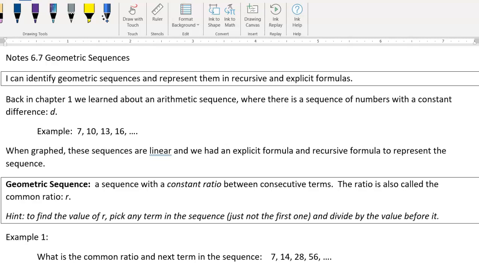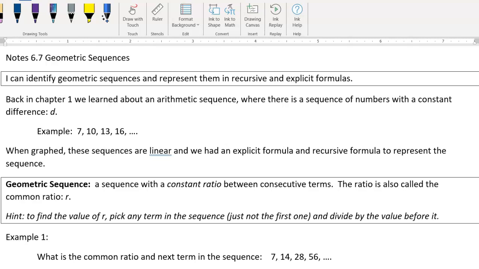If you notice, in that scenario, our first term is 7, and our constant difference is 3. And remember, in that situation, we had a recursive formula and an explicit formula that we could use to represent that sequence. And especially with the explicit formula, we could find specific values in that sequence down the line. And also, if we were to graph those, it would be a linear function. And that's why it's back in chapter 1.